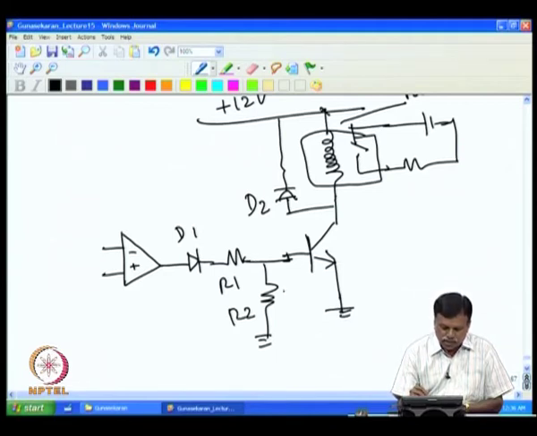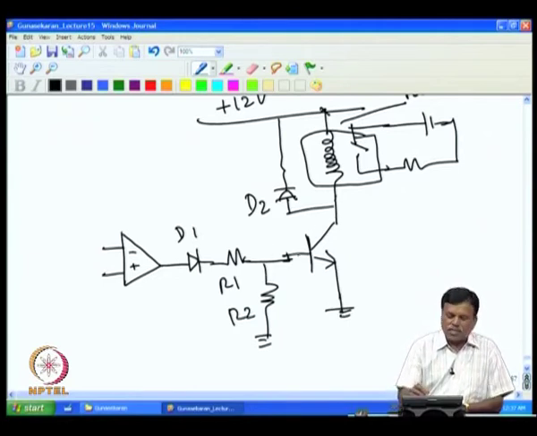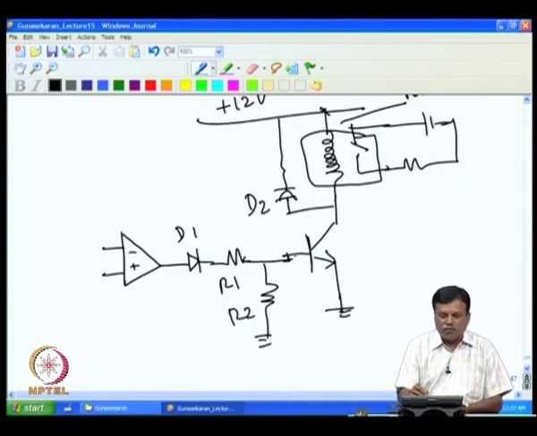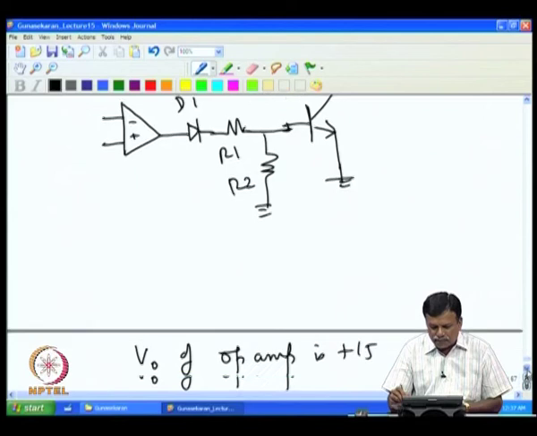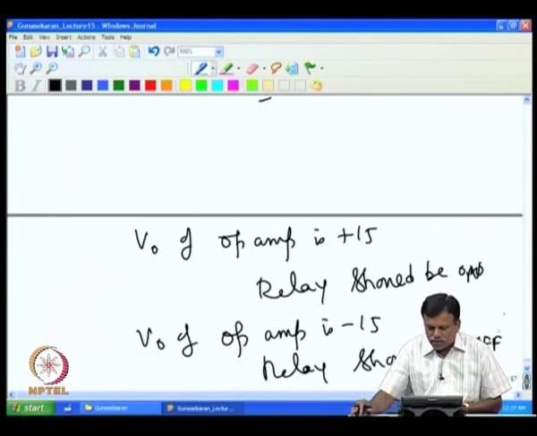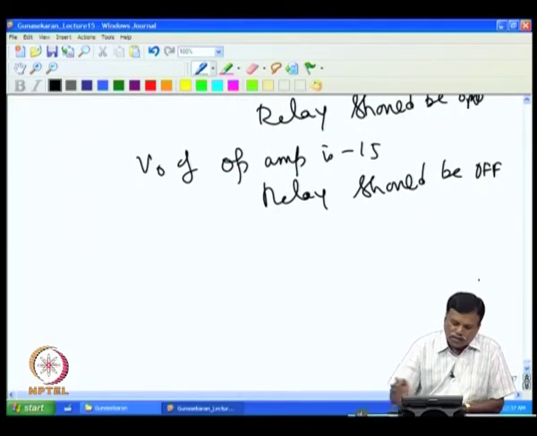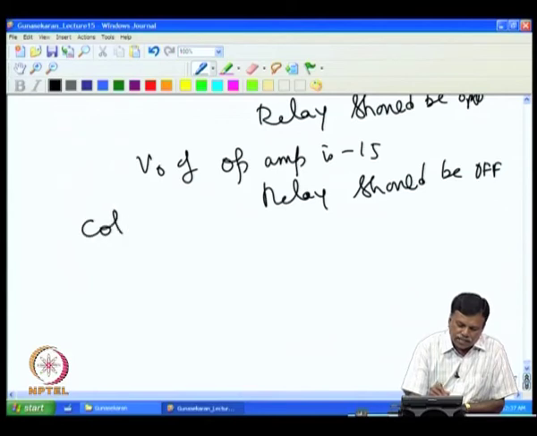So, we have to decide basically R1 and R2. For this, we should know what current the base is taking, so we should decide on the base current. To decide that, I should know the collector current. So, without worrying about temperature, I will first fix the collector current required. So, we have to find the collector current of the transistor.